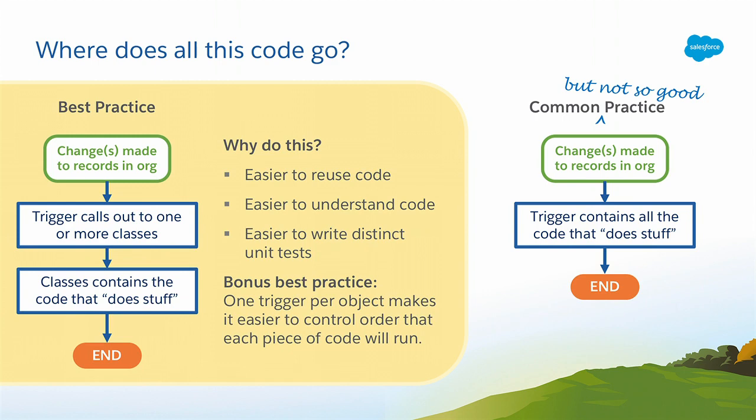And as a bonus, why do you want one trigger per object? That's because if you have two or three triggers that are listening to a single object, you can't actually control when they fire. So maybe you have trigger A and trigger B, and sometimes trigger A fires first, and sometimes trigger B fires first. It's not going to be the same. The next time someone inserts something, B could be first. Next time somebody inserts, A could be first. So if you have one trigger, then you can control the order that things are going to happen.